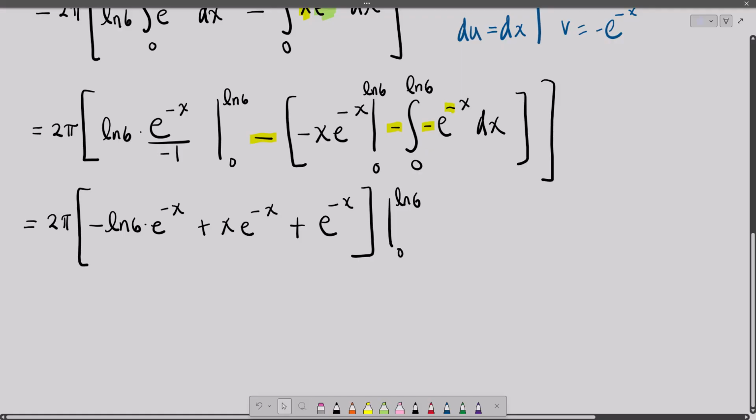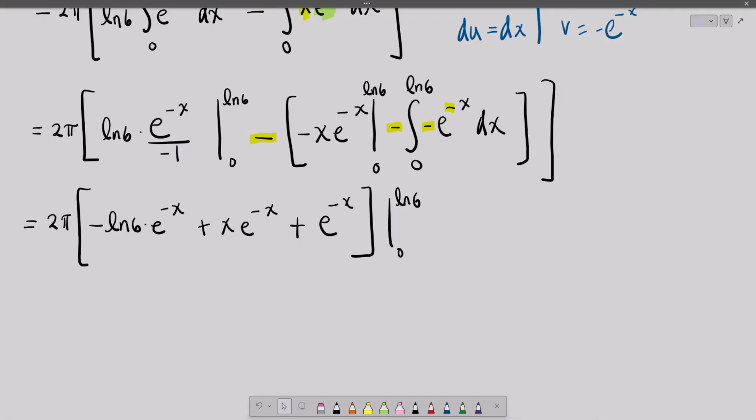So there is our big ol' antiderivative. Let's plug in the upper limit of integration. So we have, let's see. Let's come off to the side just to make sure it's clear, because we have a bunch of e to the negative x's.